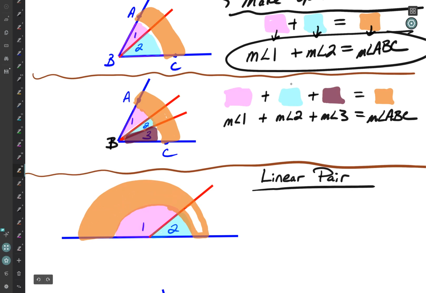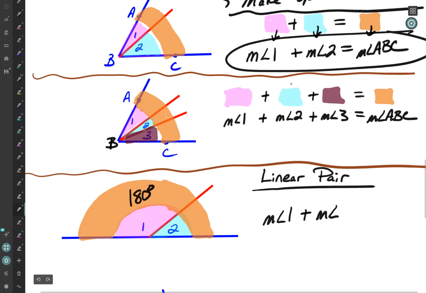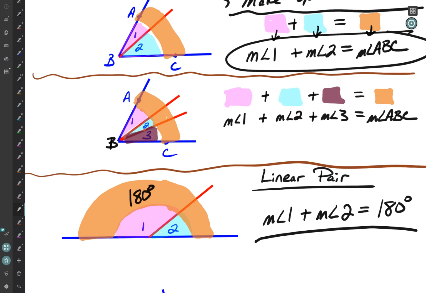Brody, what's the measure of an angle of a straight line? Absolutely. So this one, the measure of angle 1 plus the measure of angle 2 has to equal what? I can give it a number. 180 degrees, always. Anytime you have a linear pair for the rest of the year, for the rest of your life, you're expected to know when you see a picture and they make a straight line, what is that angle? It's 180 degrees.